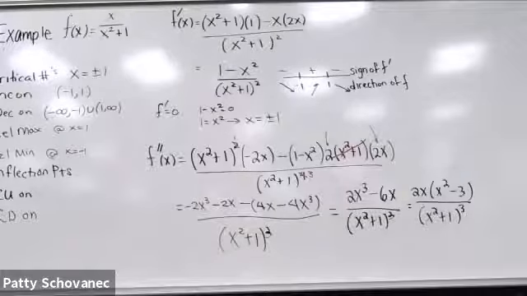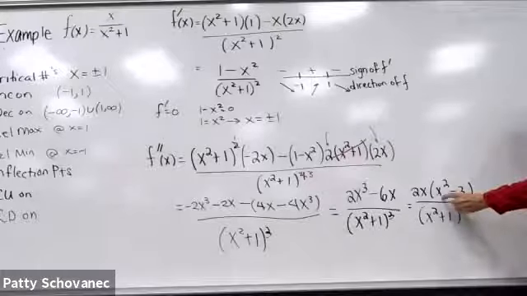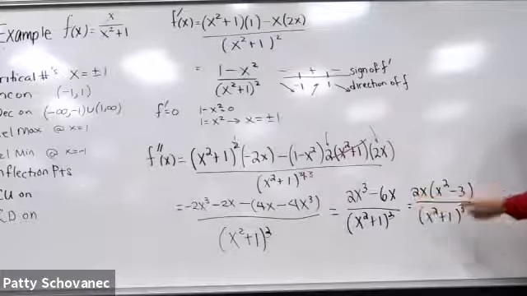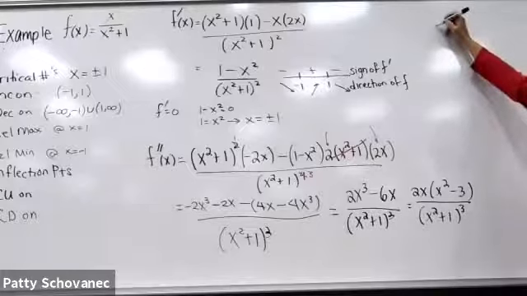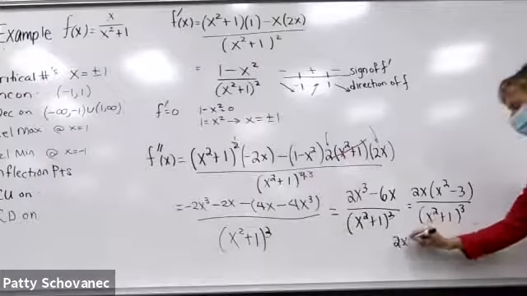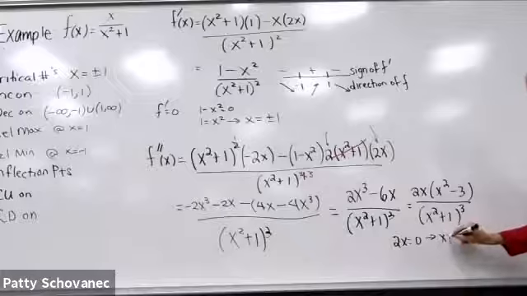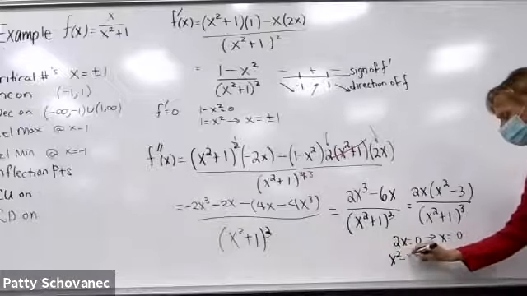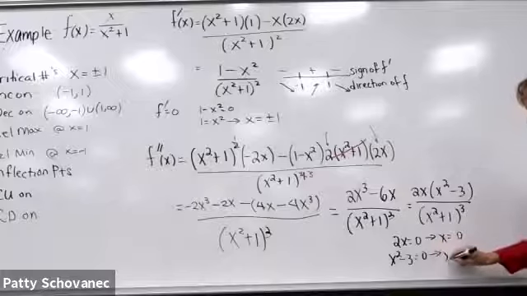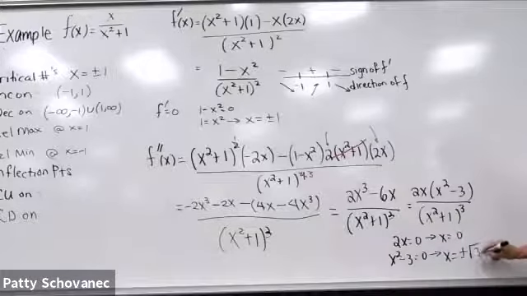Good there? I got 3 inflection points. Can you tell me what the 3 inflection points are? 0 is one of them, plus and minus the square root of 3. You get plus and minus the square root of 3 by setting this equal to 0, and you get x is 0 by setting that equal to 0. So our inflection points are: 2x is 0 when x is 0. x squared minus 3 is 0 when x is plus and minus square root of 3.